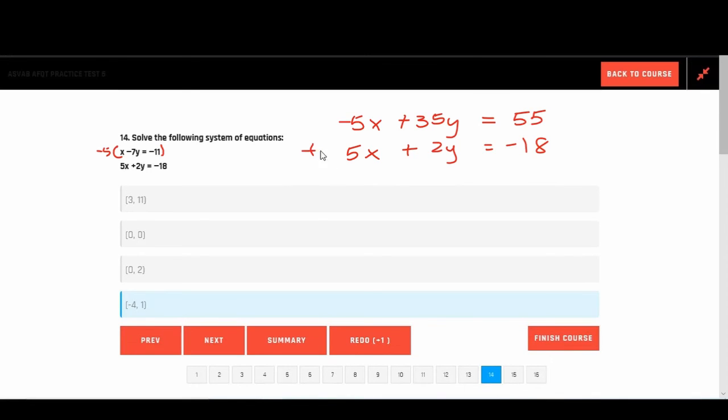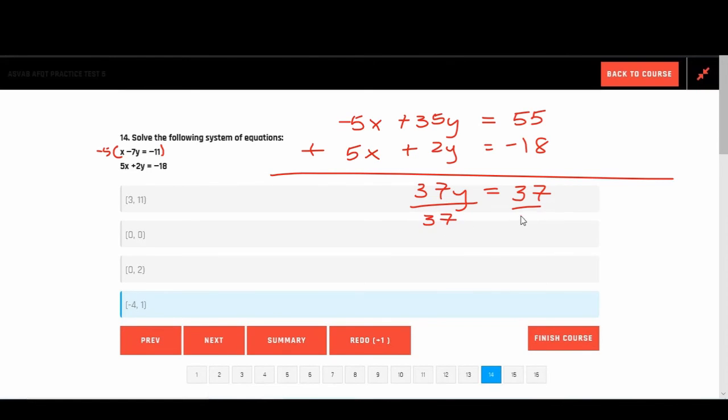And as I said, we're going to add these two equations together. Negative 5x plus 5x, that just goes away. 35y plus 2y is going to be 37y. And 55 minus 18 is going to be 37. Solve for y at this point. We're going to divide both sides by 37. This crosses out. We're left with y equals 1.